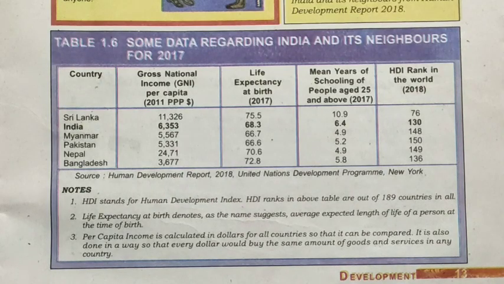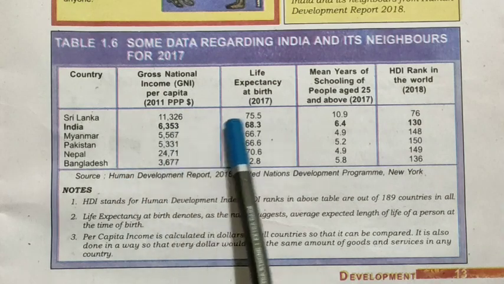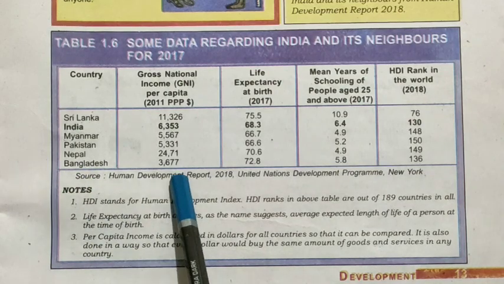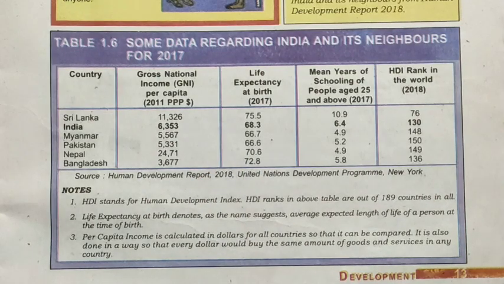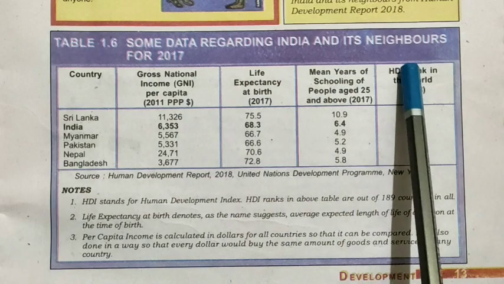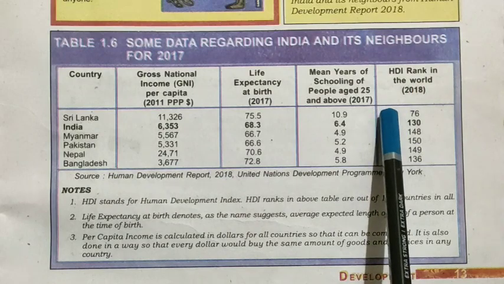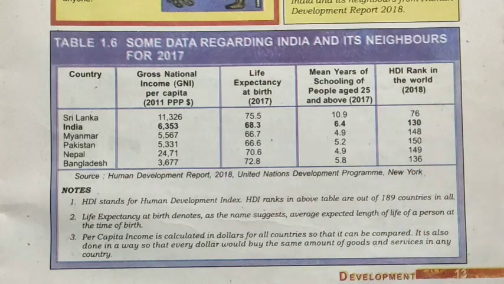In table 1.6, data analysis of India and its neighbors for 2017 is given. Here in this data, you can see that Sri Lanka, despite being a small country, is much ahead of India in every respect. Nepal and Bangladesh have lower per capita income than India, but they are better than India in life expectancy. Therefore, by taking all these three indicators into consideration, a country's development is ranked through Human Development Index and is published in Human Development Report by United Nations Development Programme.